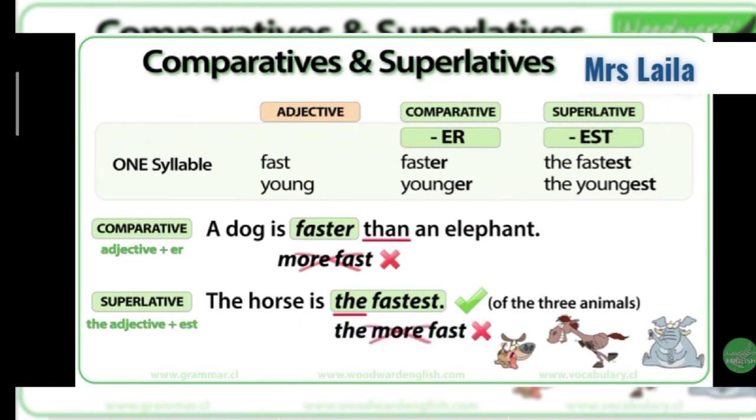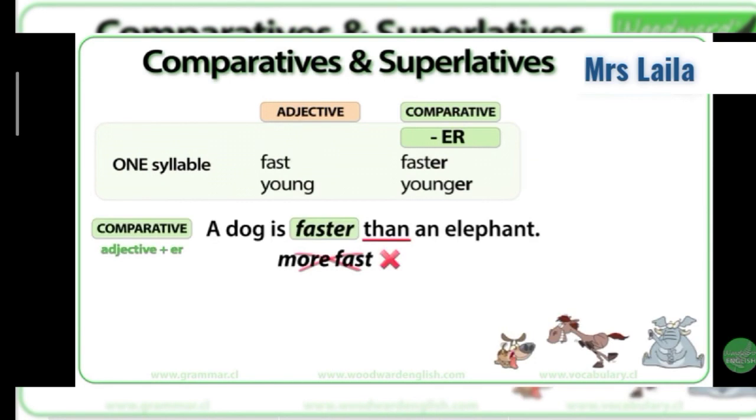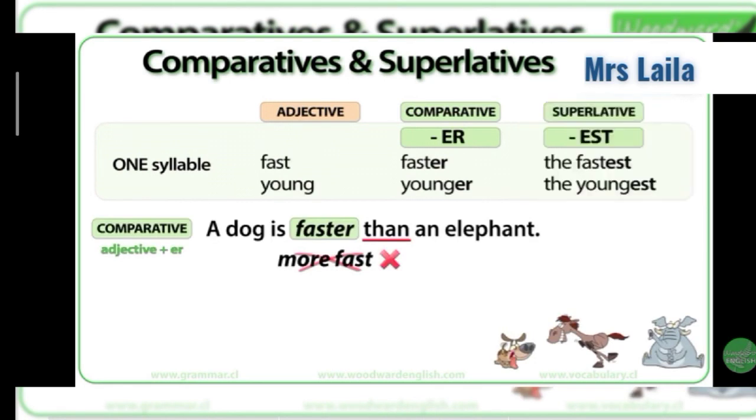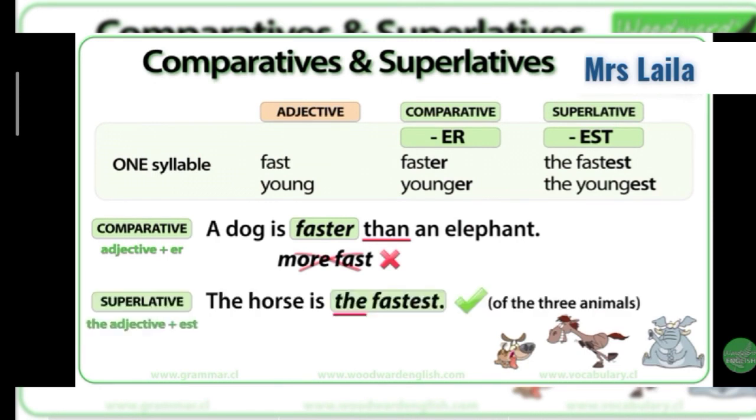To make superlative, we add est to the end of the adjective. Fast becomes the fastest. Young becomes the youngest. It's important to have the article the before the superlative. The horse is the fastest. Since the adjective has one syllable, we say the fastest, not the more fast.